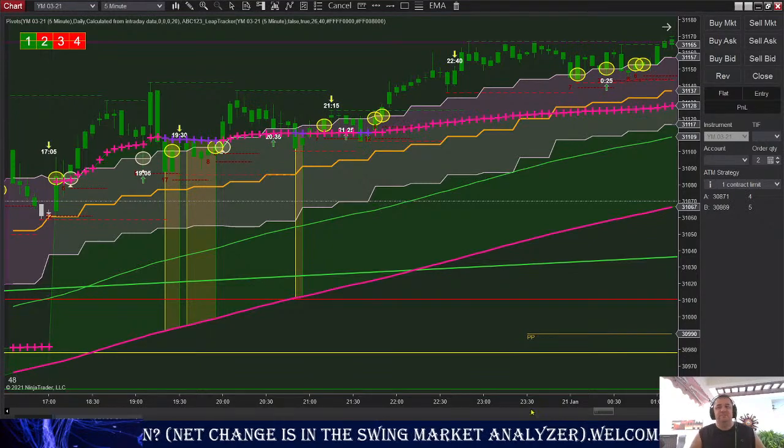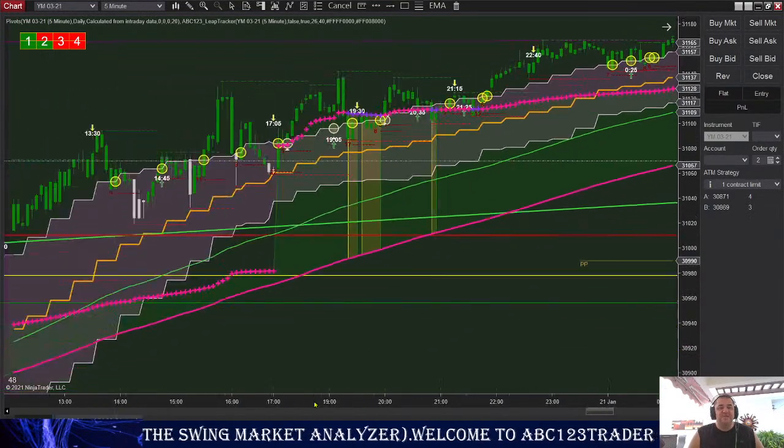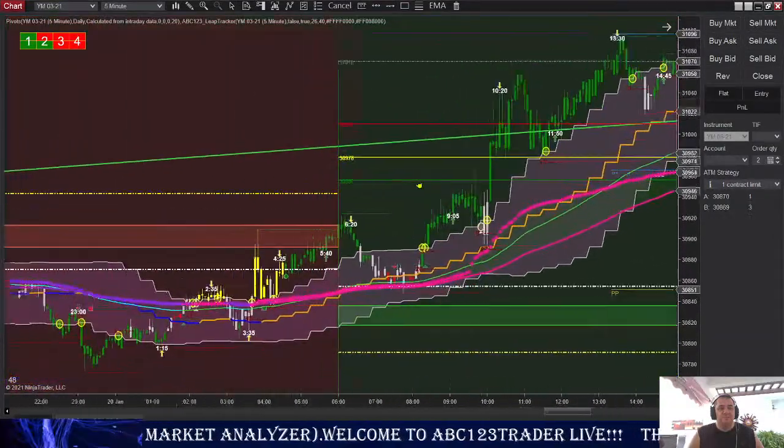So it just gives you a reminder. It doesn't mean it always works. We always look at price action and everything. We also look at support and resistance. Okay.